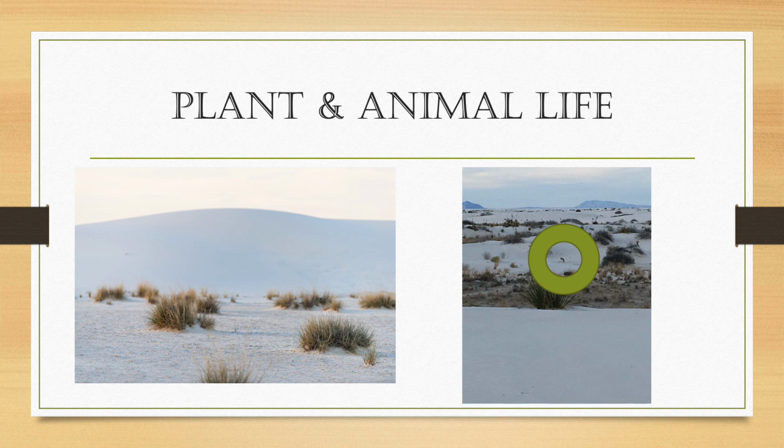What can be seen there? Well, there are small shrubs and bushes that can brave the harsh landscape and are scattered across the dunes, while coyotes and foxes hunt desert mice and other small rodents across their path.